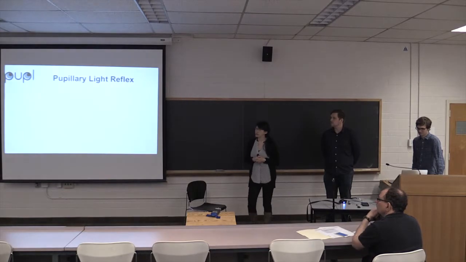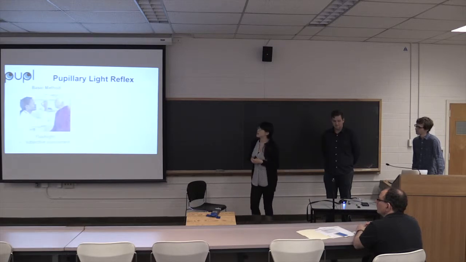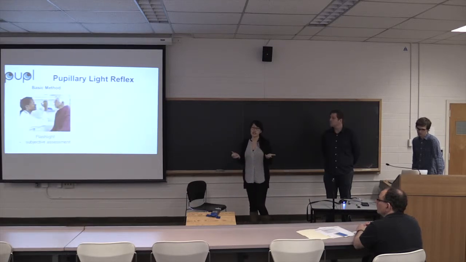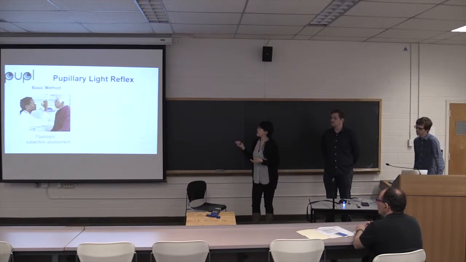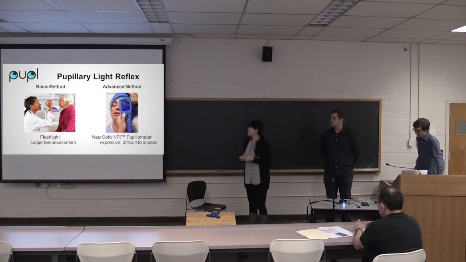And then finally, the pupillary light reflex, which is your pupil constricting in reaction to light. The basic method of performing that assessment is using a flashlight. That's cheap and easy to access, but it is a subjective, per-clinician assessment. More advanced methods are available, for example, the Neuroptic NPi pupillometer. This device is objective in terms of measuring the speed and gives you a value, but it's very expensive. It's about $6,600 for one unit, and they are hard to access.